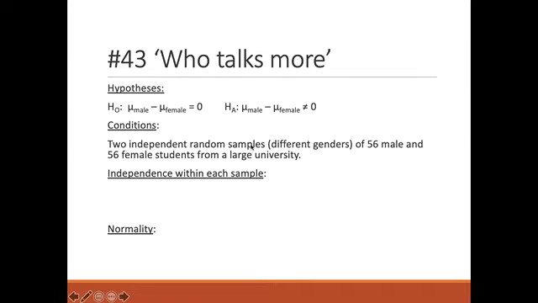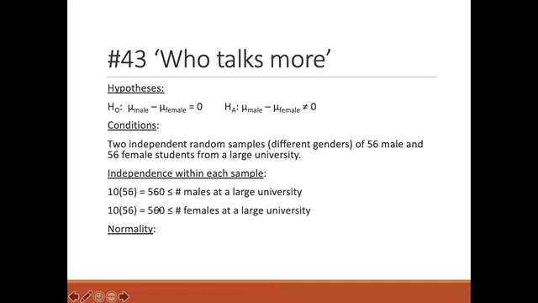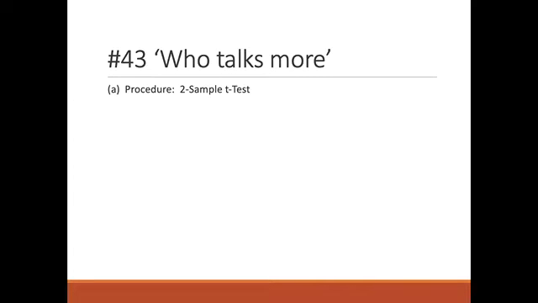So in terms of the conditions, we have 2 independent random samples. They're different genders. We have 56 male and 56 female students from a large university. Because this is an observational study, we should check the 10% rule. So because this is a large university, certainly there are more than 560 males and more than 560 females at a large university. And with these sample sizes, the sample sizes of 56 for males, 56 for females, these are both large sample sizes. They're both 30 or more. So the normality condition is also met for both samples.